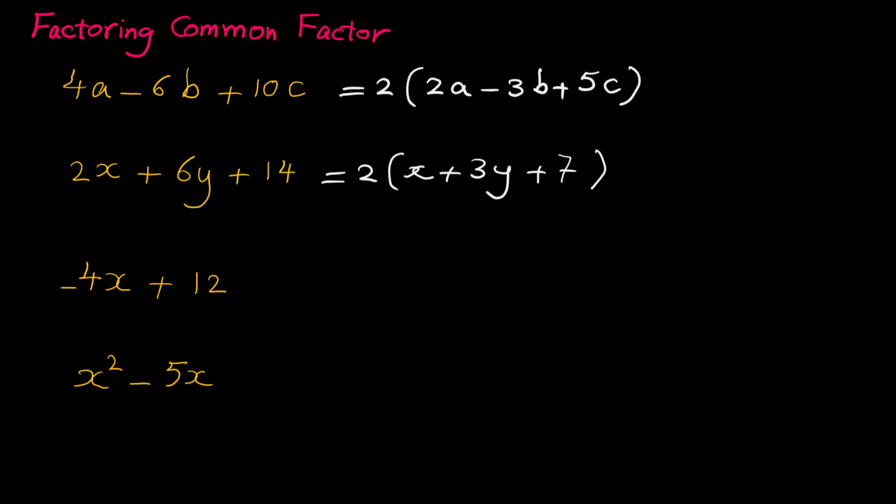So when we factor 4, then we have 4 and a bracket. What do we have to write in the bracket? When we factor 4, basically we have to divide everything by 4. Negative 4x divided by 4, 4 with 4 cancelled, and then we have negative x. 12 divided by 4 is 3. So by factoring 4, in the bracket we have negative x plus 3.